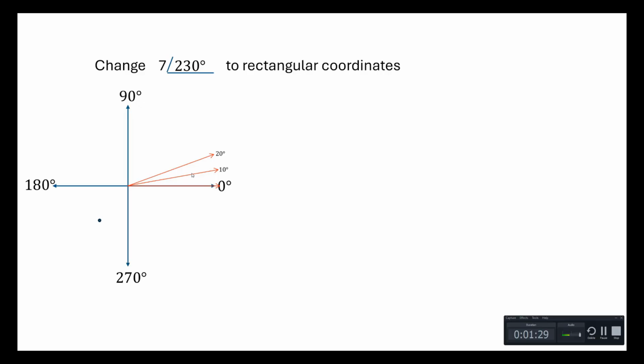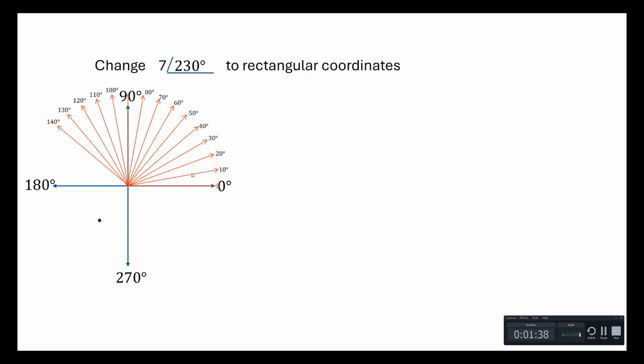So 10, 20, 30, 40, 50, 60, 70, 80, 90, 100, 110, 120, 130, 140, 150, 160, 170, 180, 190, 200, 210, 220, 230. Okay, so we have rotated around 230 degrees, and now we want to go out from the origin 7 units. So we're coming out from the origin 7.